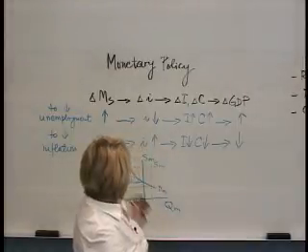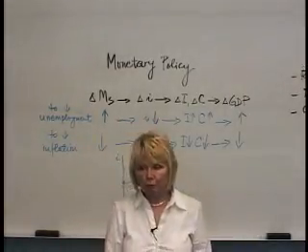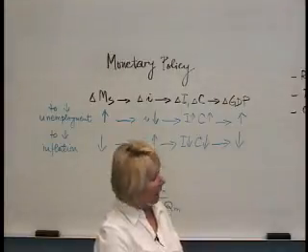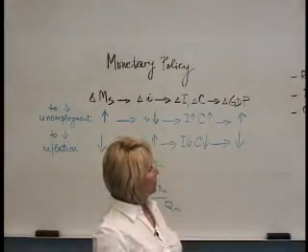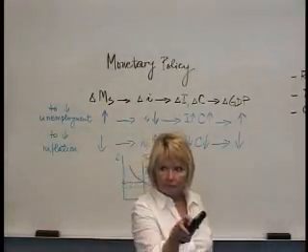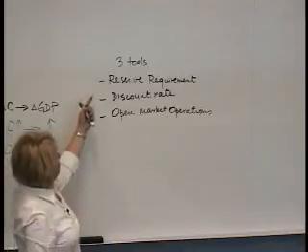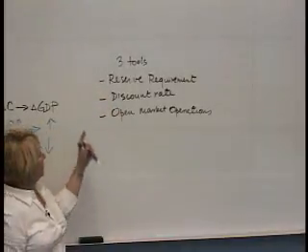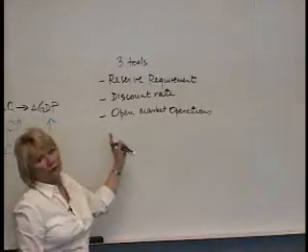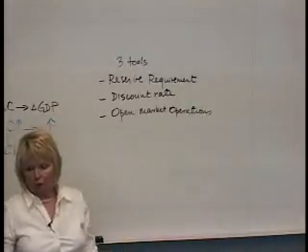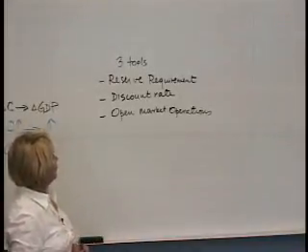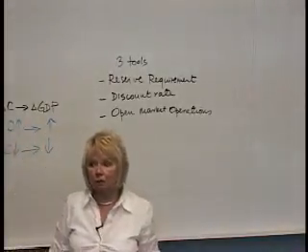So we are going to be looking at the three main tools that the Fed is going to use to change money supply. The tools will be the change in the reserve requirement, the change in the discount rate, and or the open market operations. And we're going to be looking at each to see how this is going to work. So let's start with the reserve requirement.